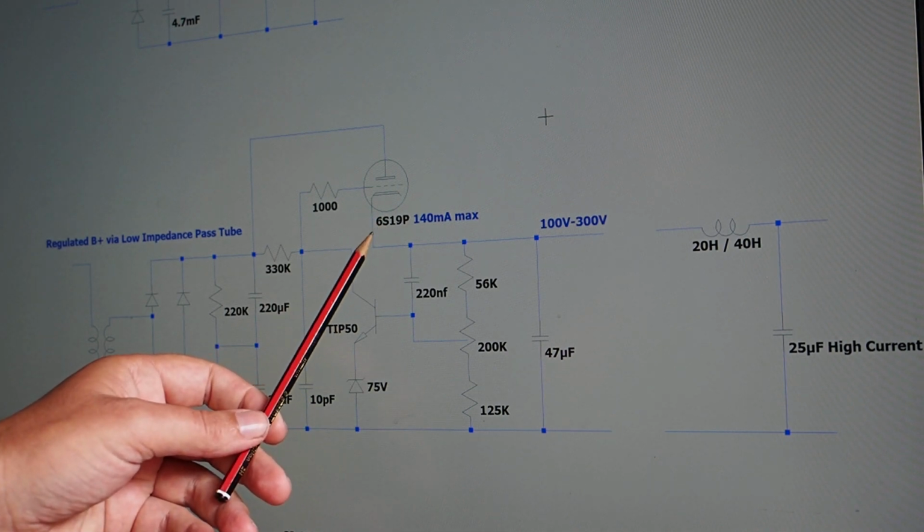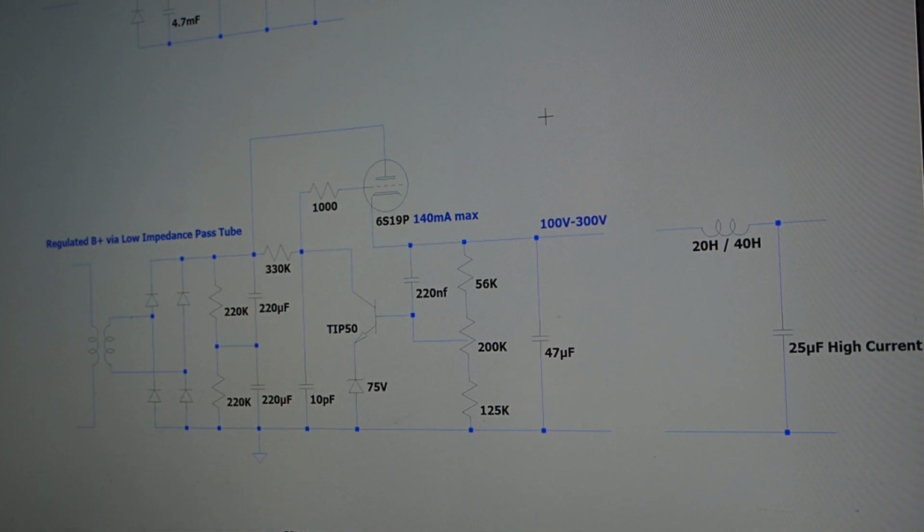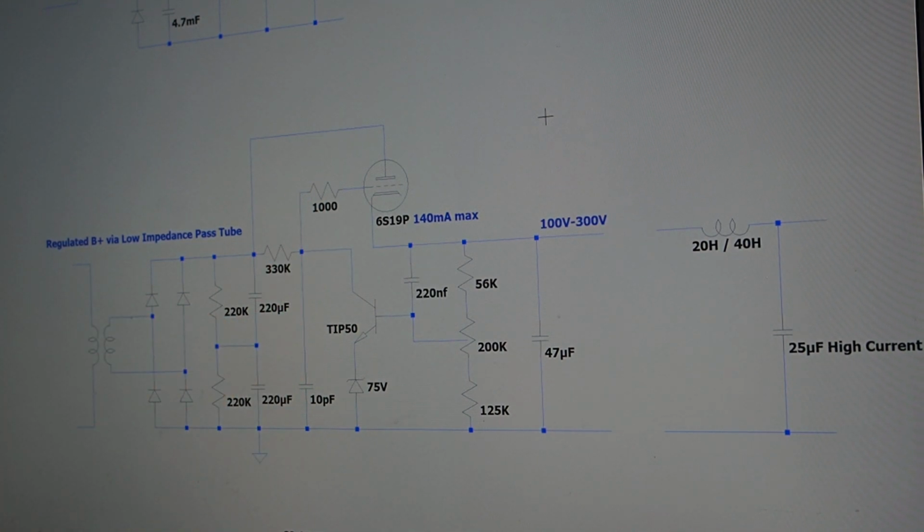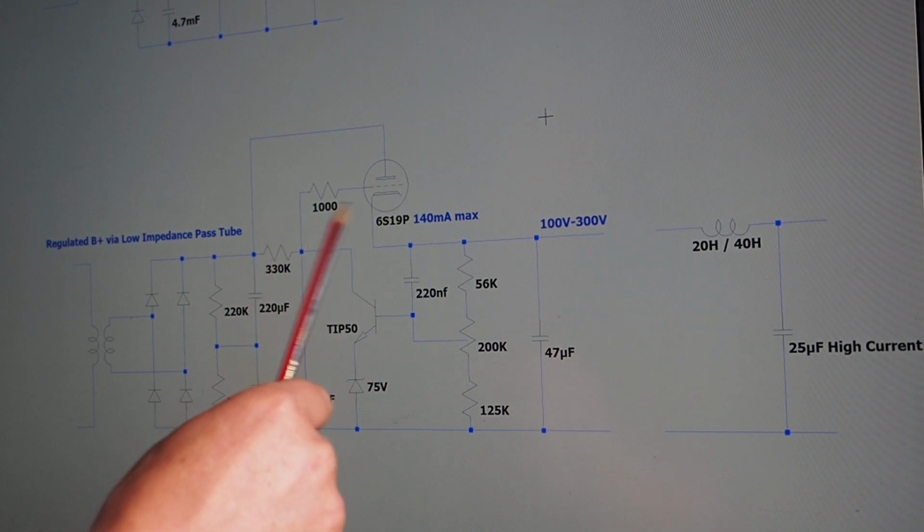But if you have access to this tube, usually you can have this tube for cheap. It's very good for this application. It was designed for it. And as I said, if you parallel it, you really get to a low impedance, and it can react very quickly.